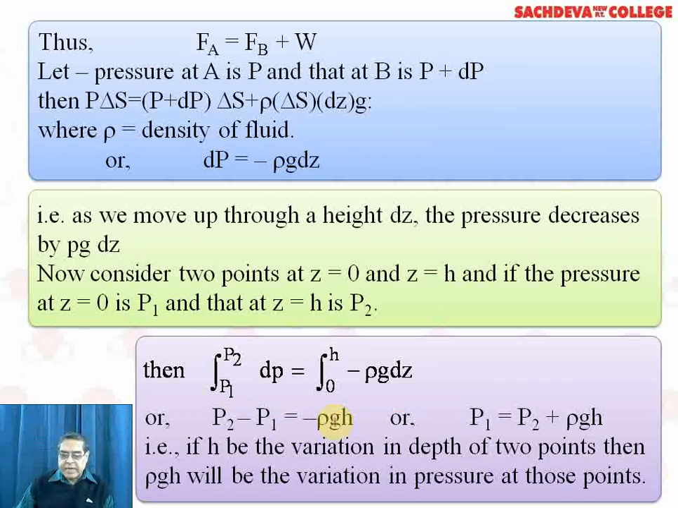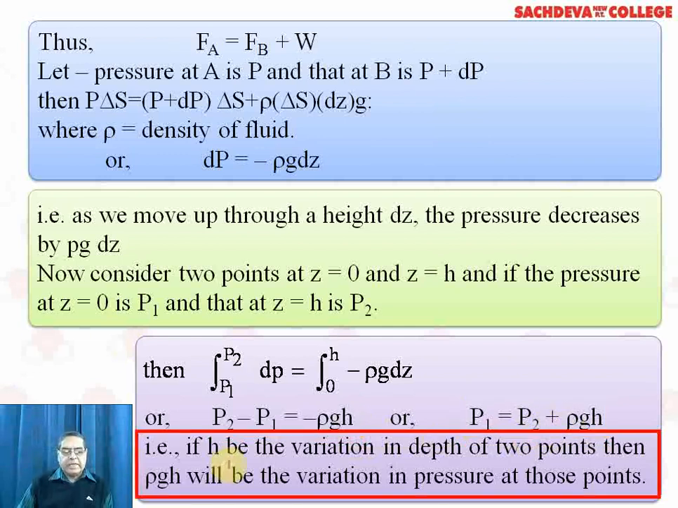Now, when we integrate minus rho g dz, minus rho g will be taken out as a common factor, and we have to integrate 1 dz, and integration of 1 dz is z. Then we put the limits and it will become h minus 0, and obviously it will be h. So P2 minus P1 is equal to minus rho g h, or P1 is equal to P2 plus rho g h. If h is the variation in depth of the 2 points, then rho g h will be the variation in pressure at those points.